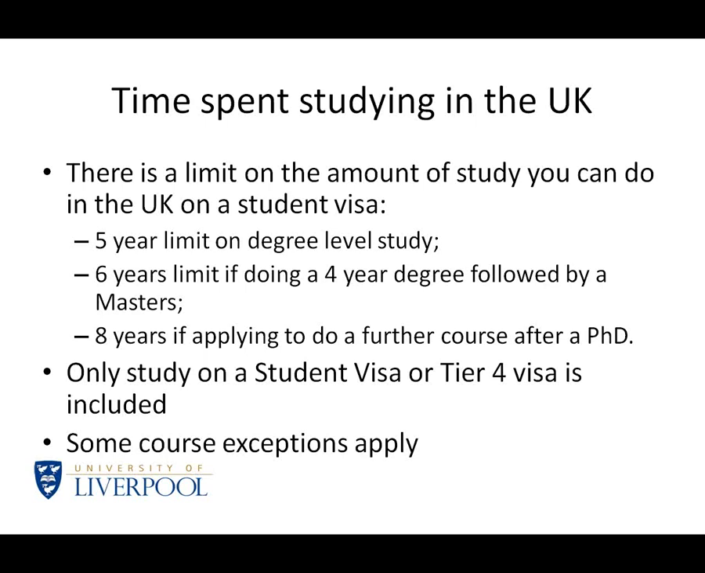It's useful for you to know that there is a limit on the amount of study you can do in the UK on a student visa. There's a 5-year limit on degree level study, a 6-year limit if you're doing a 4-year degree followed by a master's, or an 8-year limit if you're applying to do a further course after a PhD. Only study on a student visa or a Tier 4 visa is included in these limits, and there are some course exceptions. So if you think any of that may apply to you and may limit already the time you can spend in the UK, then do ask us a question or send us an email.